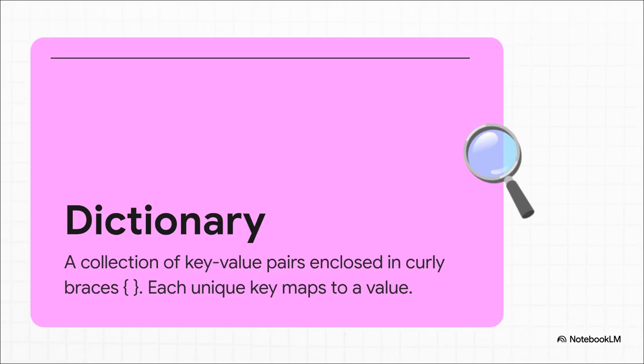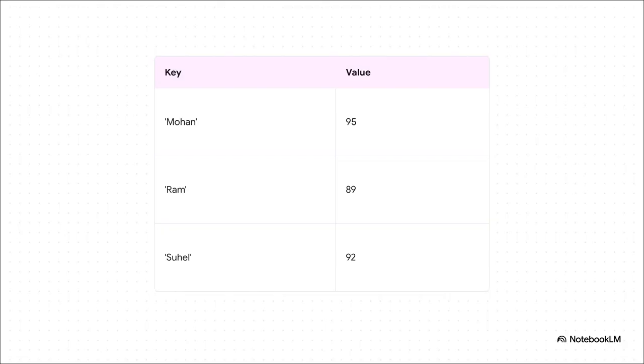The best way to think of it is like a dictionary. You have a key, the word, and it points to a value, the definition. It's all about that lookup, and we make them using these curly braces. And this right here is a perfect way to see that structure in action.